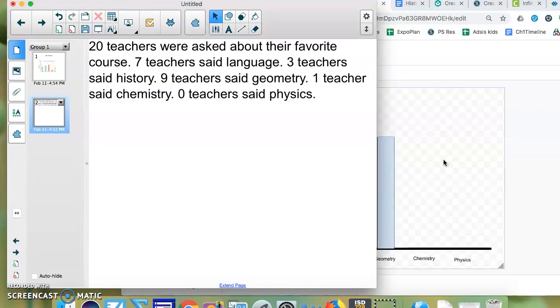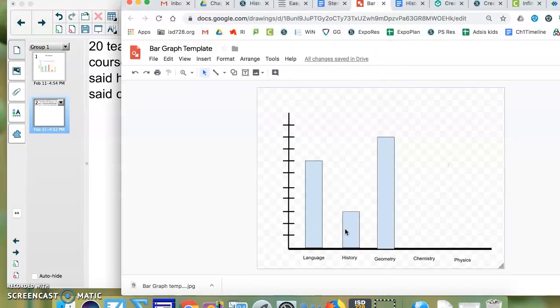Chemistry had 1. So again, I'm just going to copy to make sure my rectangles are the same width. And then I'm going to bring it down to 1. And then physics had nothing, so I would put nothing there. Depending on your numbers, like maybe this was 20, you might need to clarify that these go up by 2s or something like that.